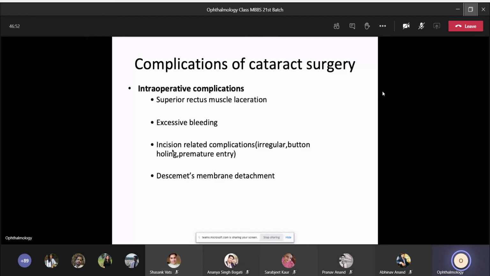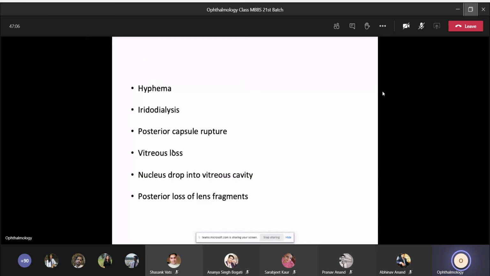Sometimes when we are making the tunnel, we give excessive pressure on the Descemet's membrane, which is posterior, and then it may cause Descemet's membrane detachment. If we are doing excessive manipulation and giving any trauma to the eye, it may cause hyphema. The hyphema may be from the angle structure. Also, sometimes while doing the surgery, excessive pressure on the iris can cause iridodialysis. That is the separation of the iris from the ciliary body.